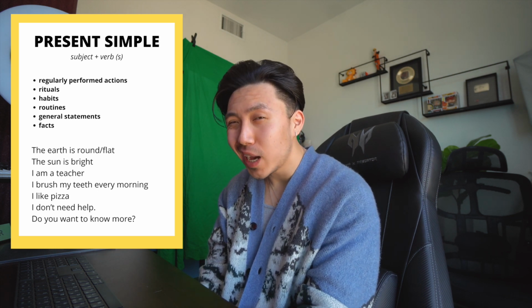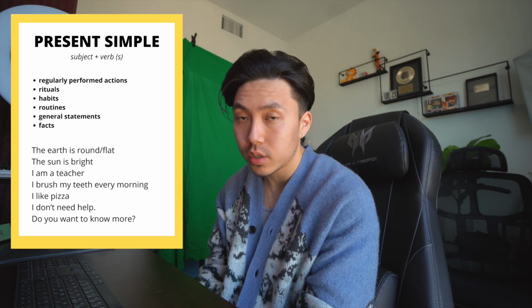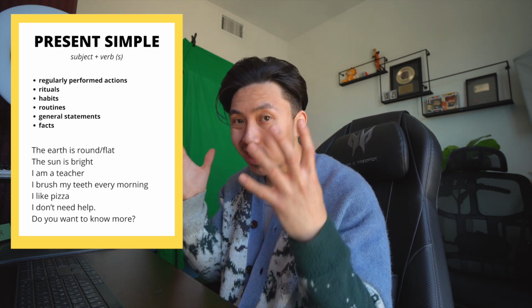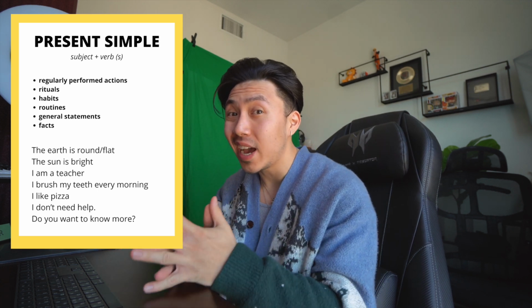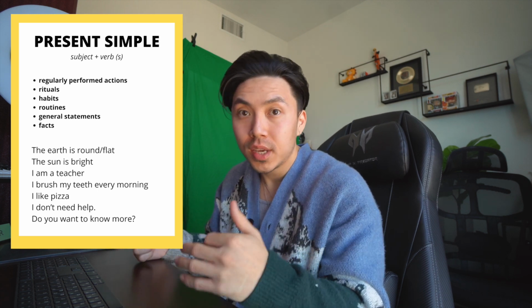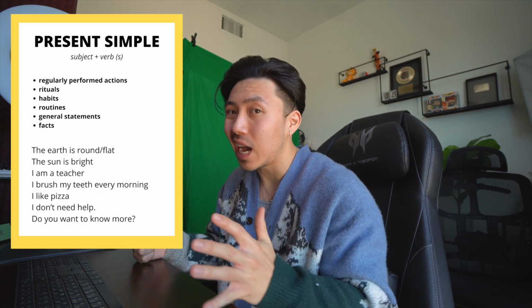A quick disclaimer though, it's not always going to be do. Sometimes it could be be. And it could show up in different forms like am, is, or are, depending on your subject. And that would happen when the main focal point of the sentence is not a verb, but an adjective or a noun. I am a teacher. See, teacher is a noun, and that's the word that gets the most attention in the sentence, right? It's not an action. It's a title. It's a job, right? So that's why I'm using be and not do.